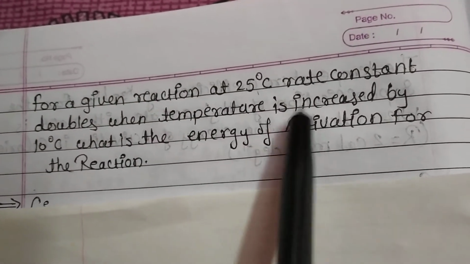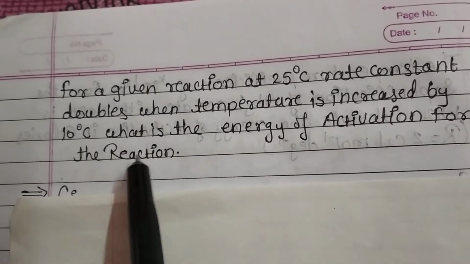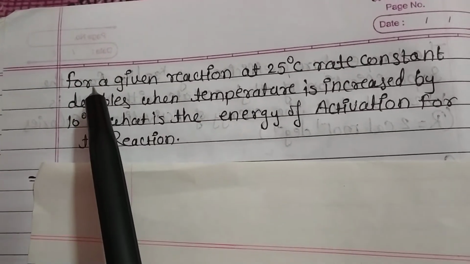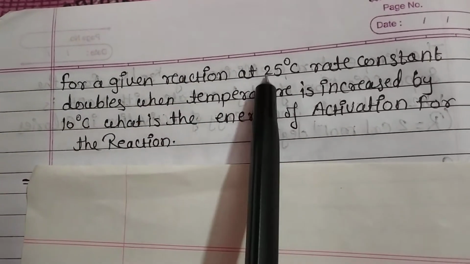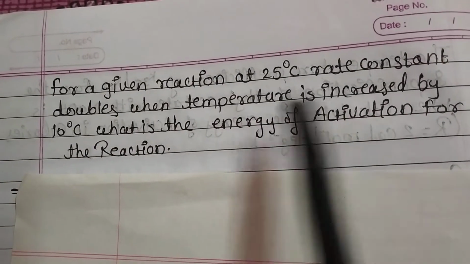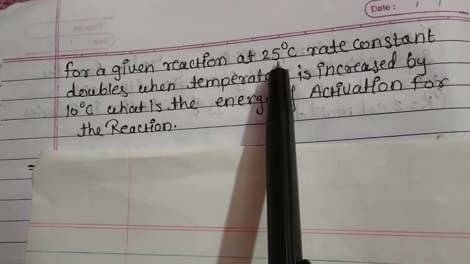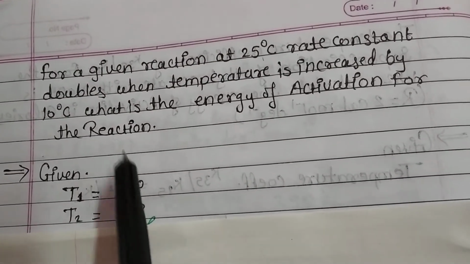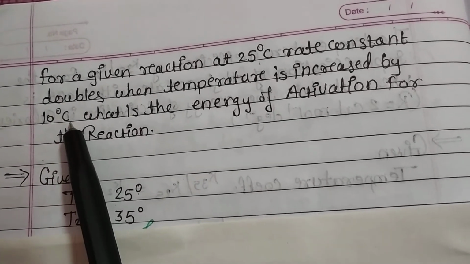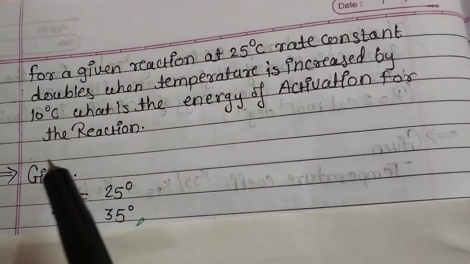Then we will see one more example: for a given reaction at 25 degrees Celsius, the rate constant doubles when the temperature is increased by 10 degrees Celsius. What is the energy of activation for the reaction? So our first temperature is 25 degrees Celsius, meaning T1 is equal to 25 degrees Celsius, and the T2 temperature is increased by 10 degrees Celsius.